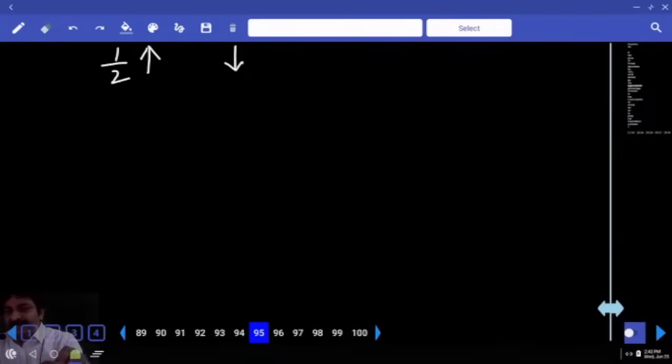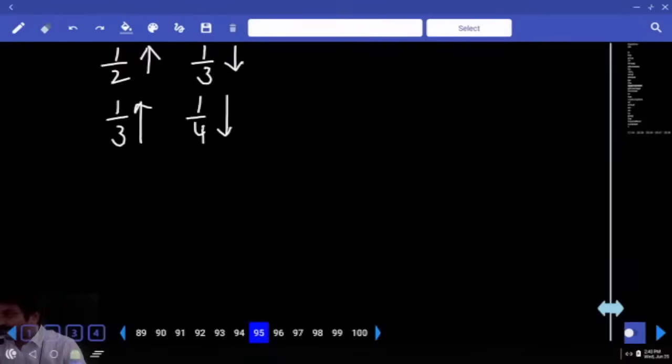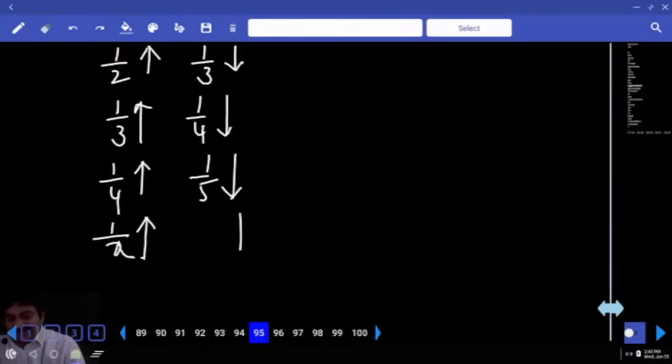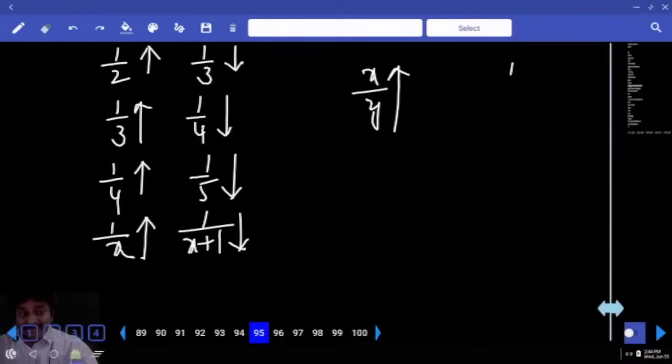For always increase of 1 by 2, there will be decrease of 1 by 3. For always increase of 1 by 3, there will be decrease of 1 by 4. For always increase of 1 by 4, decrease of 1 by 5. For always increase of 1 by x, there will be decrease of 1 by x plus 1. For always increase of x by y, there will be decrease of x by x plus y. We are adding numerator to the denominator. Got it? You can apply this concept now.